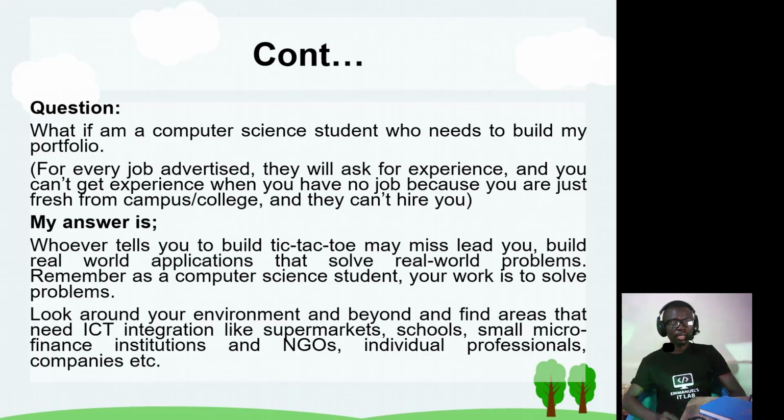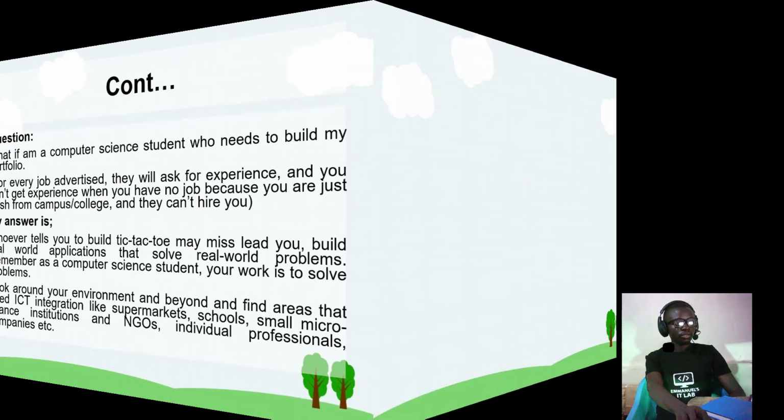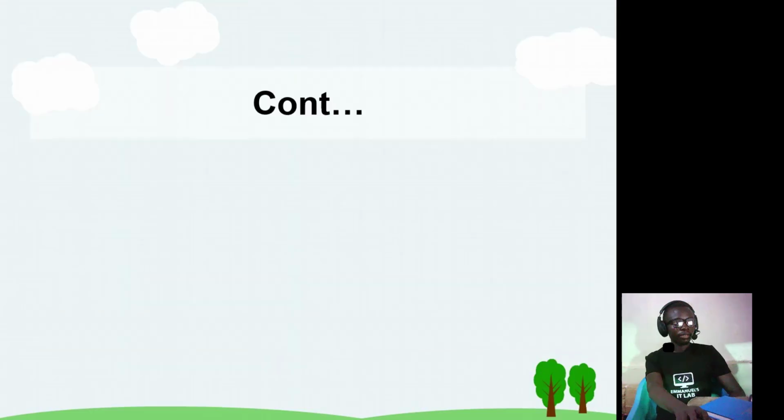Go to schools, check their operations, from handling stock, then admissions, universities, check out colleges, then submitting results, reporting. So all those are things you can look out for. Microfinance institutions, NGOs, then individuals. Meet an individual. Perhaps an individual needs a website. So meet individuals and try to interact with them.